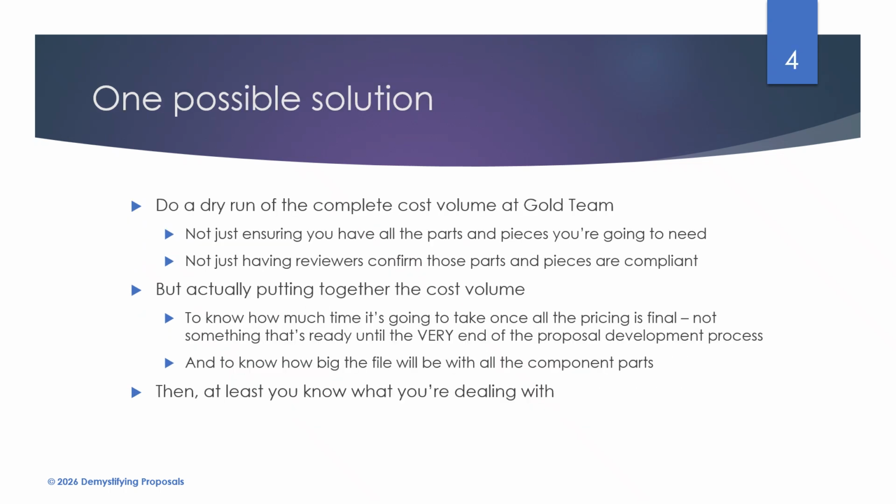One possible solution to our conundrum, or a lesson learned from our experience, would be to do a dry run of the complete cost volume at Gold Team. Not just ensuring you have all the parts and pieces that you're going to need, and not just having reviewers confirm that all those parts and pieces are compliant, but actually putting together the cost volume to know how much time it's going to take once all the pricing is final, since that's not something that's usually ready until the very end of the proposal development process, and to know how big the file will be with all the component parts included. Then at least you know what you're dealing with.